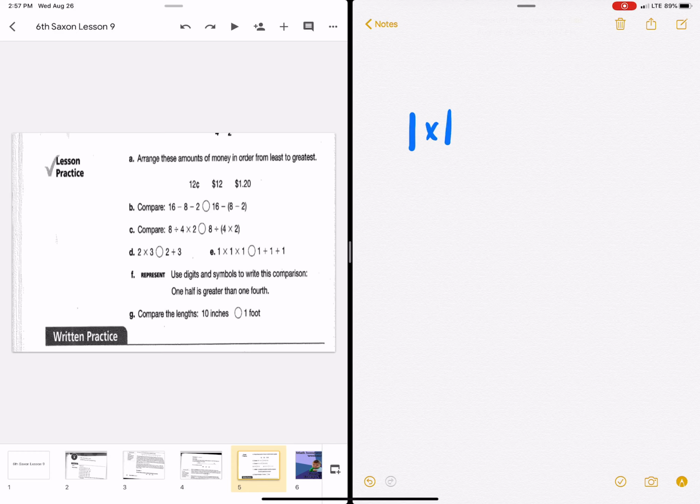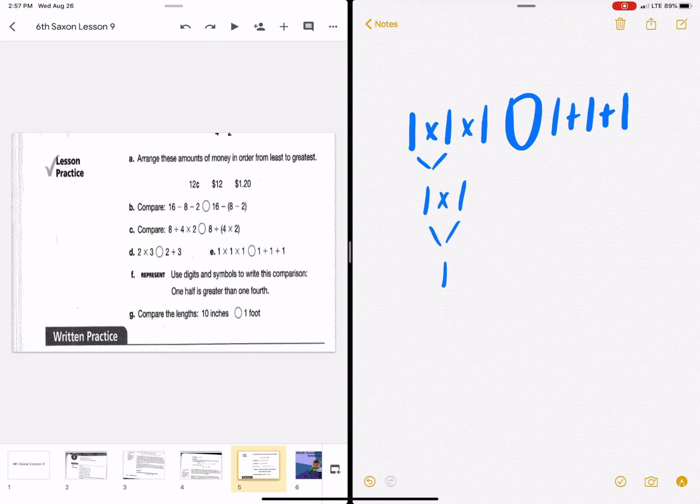1 times 1 times 1, or 1 plus 1 plus 1. And I think you'll be surprised at the answer to this one. 1 times 1 is 1, times 1 is 1. But 1 plus 1 is 2, plus 1 is 3. So addition wins this time.